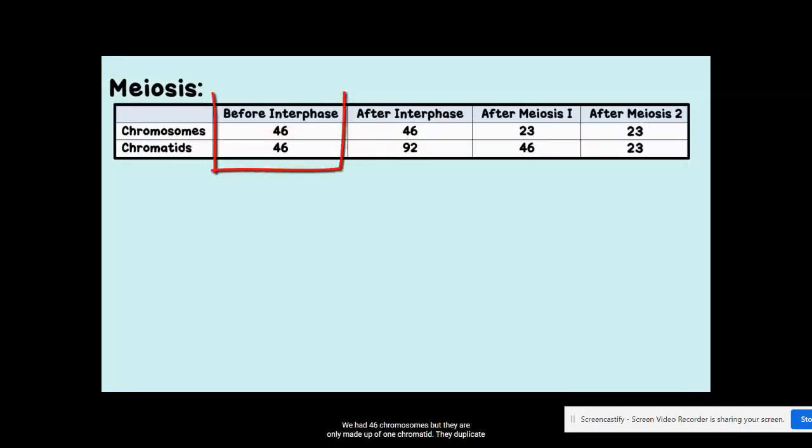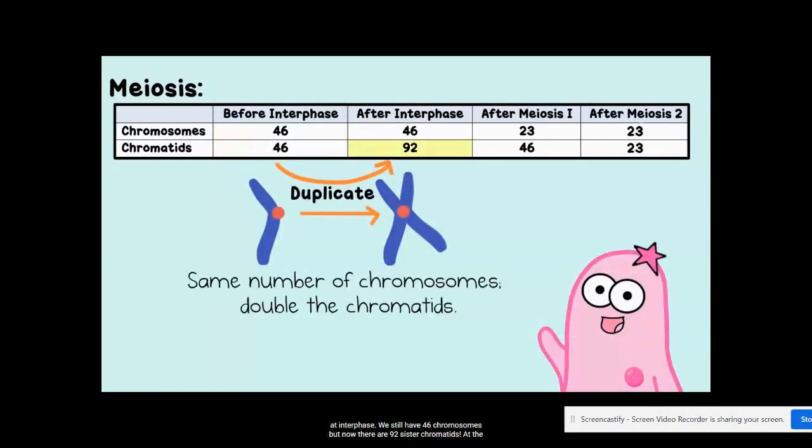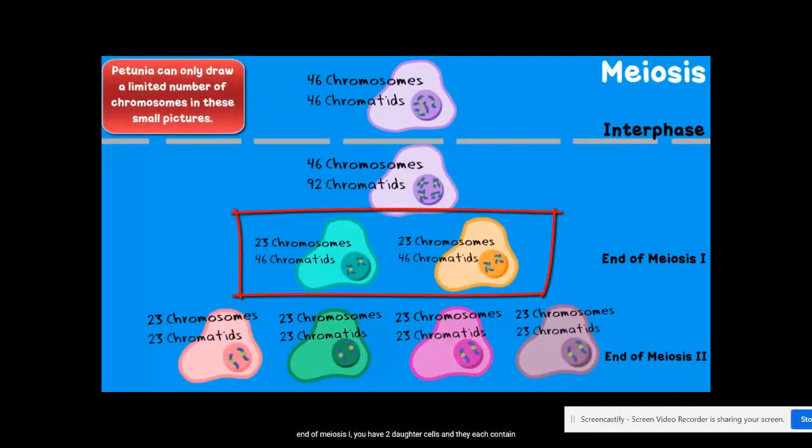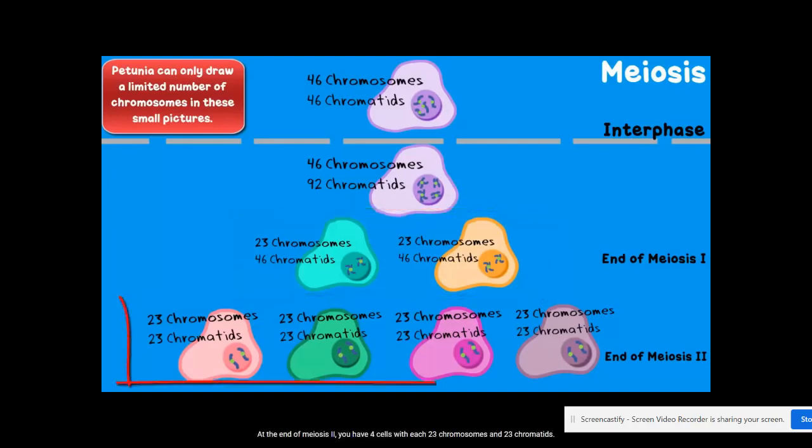We have 46 chromosomes in the starting cell, and right now they each have one chromatid, just like with mitosis. And they duplicate at interphase, and we still have 46 chromosomes now, and there are 92 sister chromatids, just like we started with in mitosis. But at the end of meiosis 1, you have two daughter cells, and they each contain 23 chromosomes with 46 chromatids. At the end of meiosis 2, you have four cells that each have 23 chromosomes, 23 chromatids.